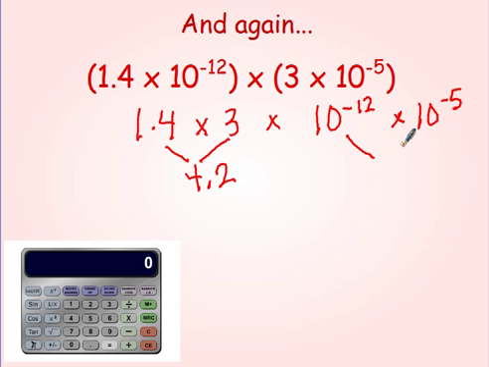10 to the negative 12th times 10 to the negative 5th, again, they've got the same base, so all I'm going to do is add the two exponents. Negative 12 plus negative 5 gives me a total of negative 17. My number already is in appropriate scientific notation form because 4.2 is a number between 1 and 10.